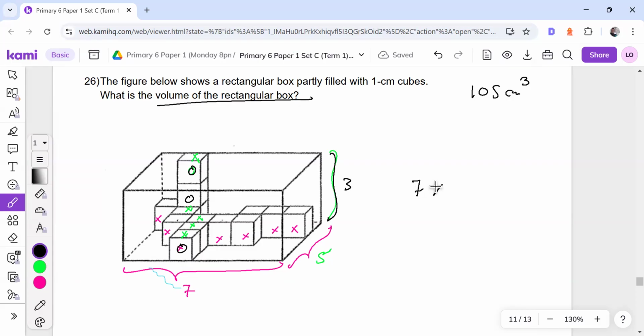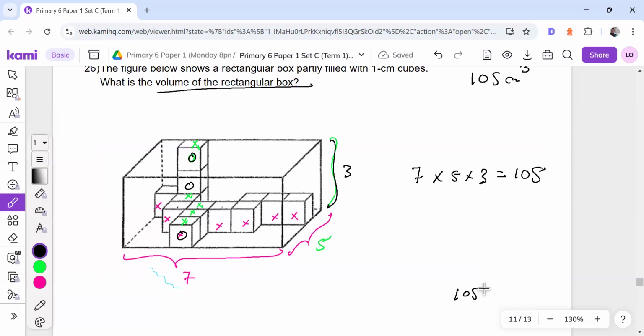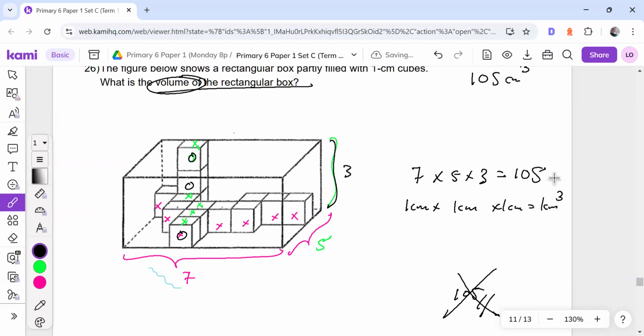So 7 times 5 times 3. And that will give you 105. But if you put your answer as this, wrong, because that is the total number of cubes. You need to find the volume. So you must take 1 cm times 1 cm times 1 cm to find the volume of a cube. This is 1 cube. Then what's the volume of 105 cubes? You multiply by 1 cm cube to get the total volume. And that's your answer. Okay?